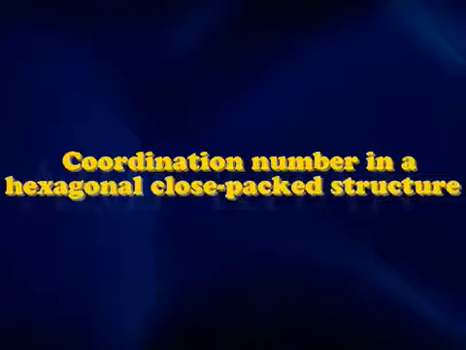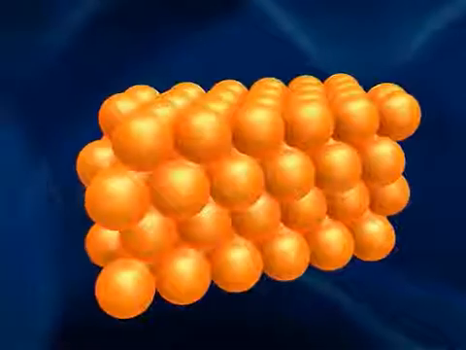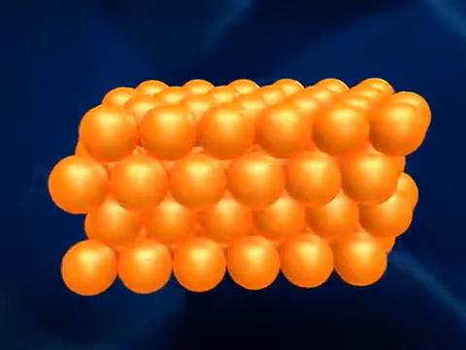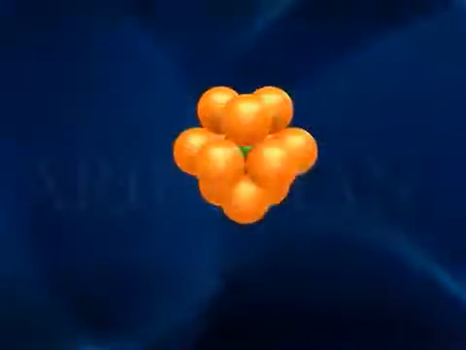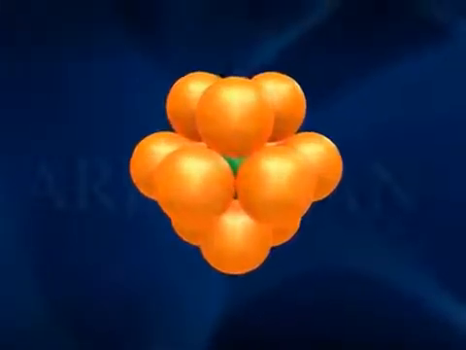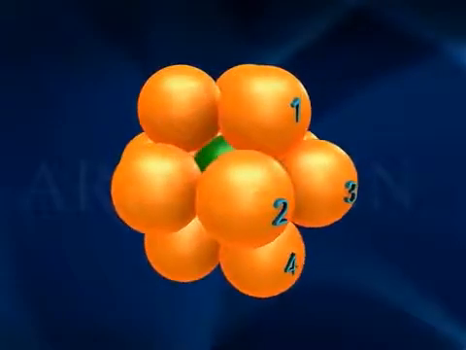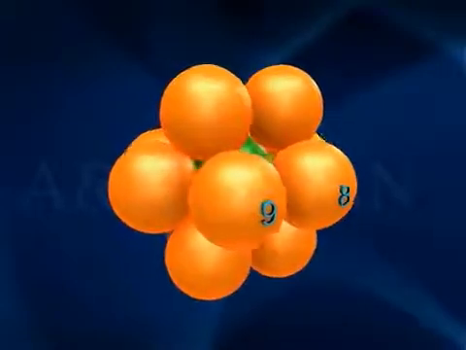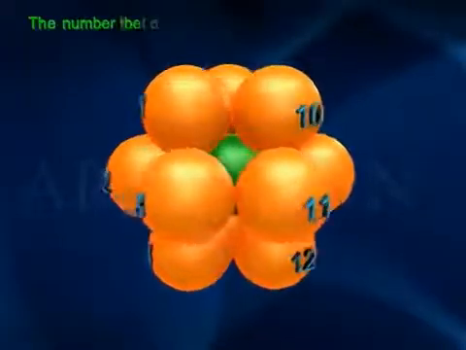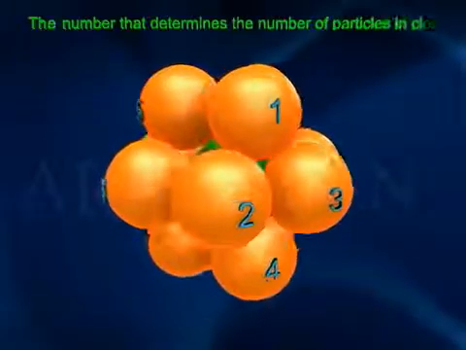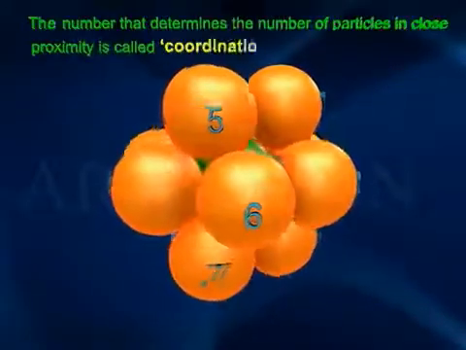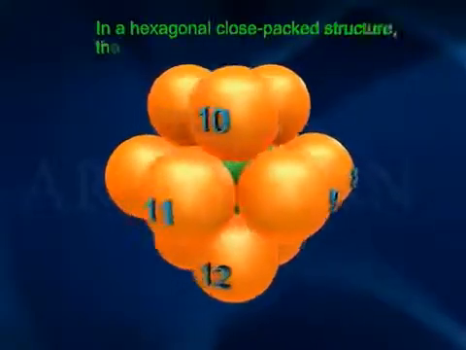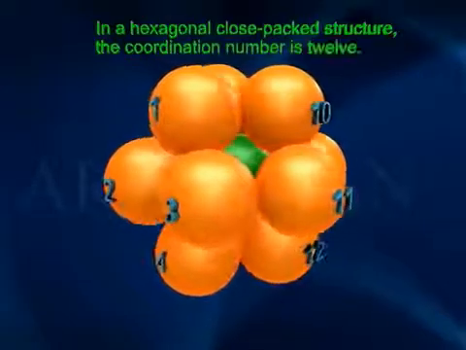Coordination number in a hexagonal close-packed structure. In a hexagonal close-packed structure, each particle remains in contact with 12 particles. This number that determines the number of particles in close proximity is called coordination number. So, in a hexagonal close-packed structure, the coordination number is 12.